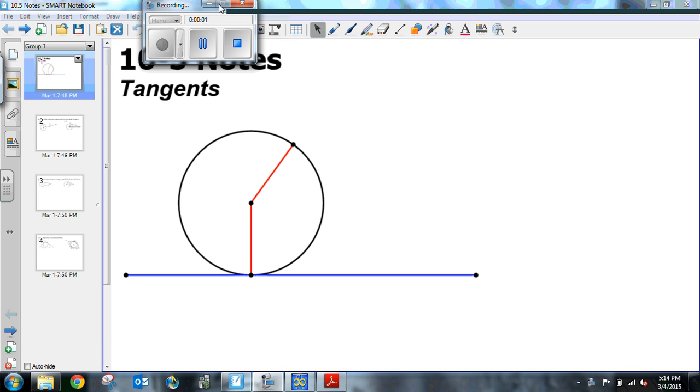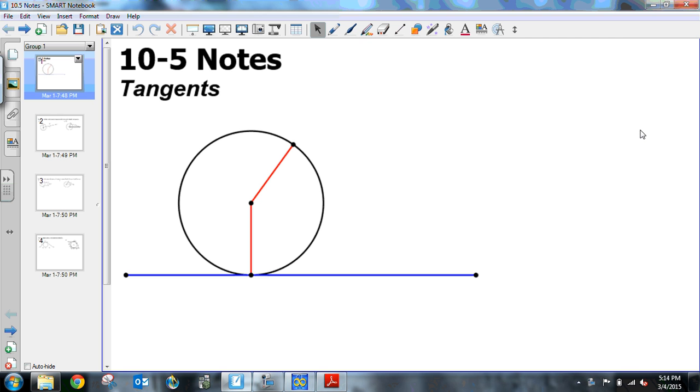Okay, the following is a video for 10.5 notes. This is about tangent lines. Tangent lines is a very, very big concept when it comes to calculus. A lot of what we do is talk about tangent lines.